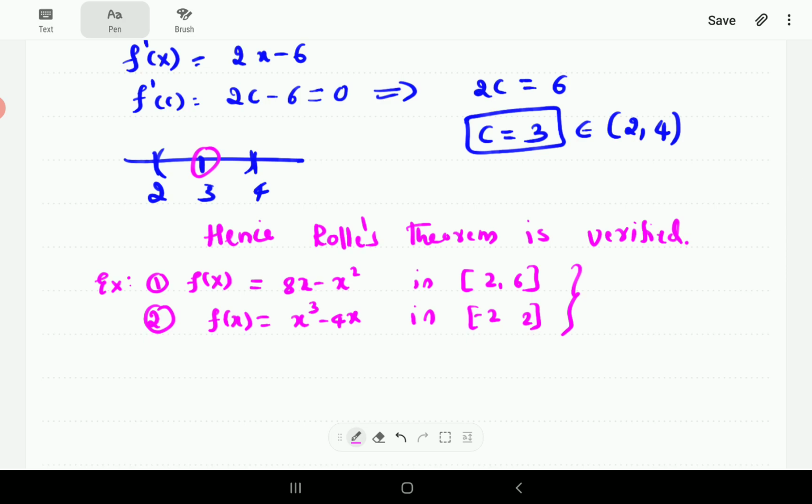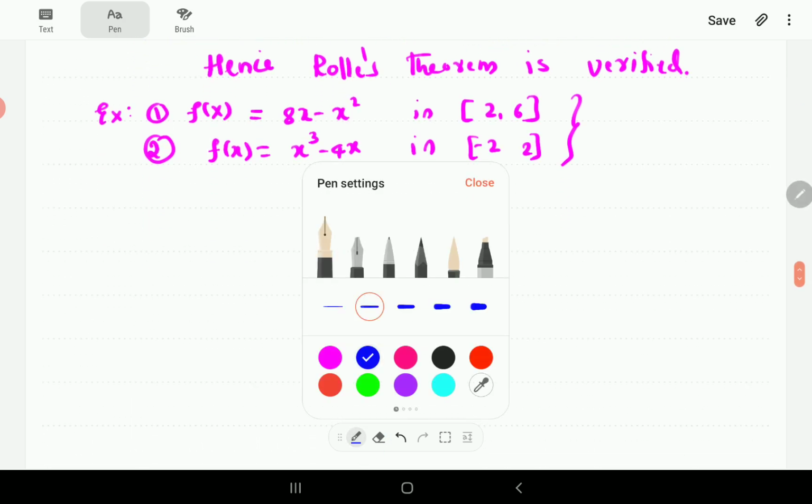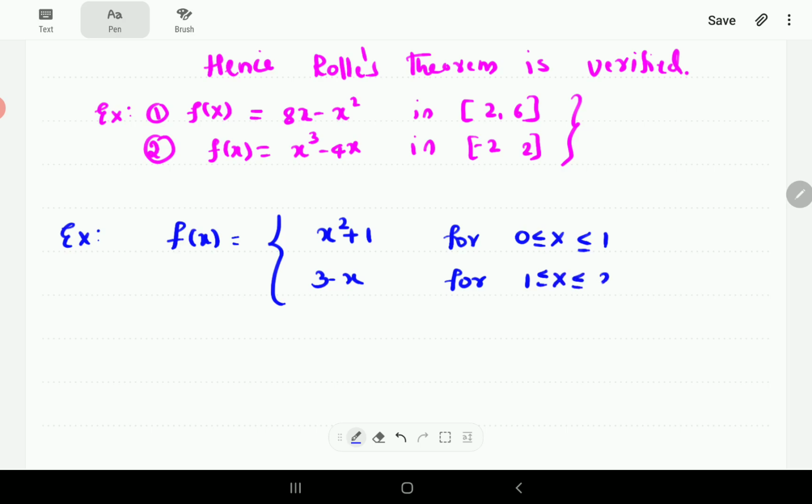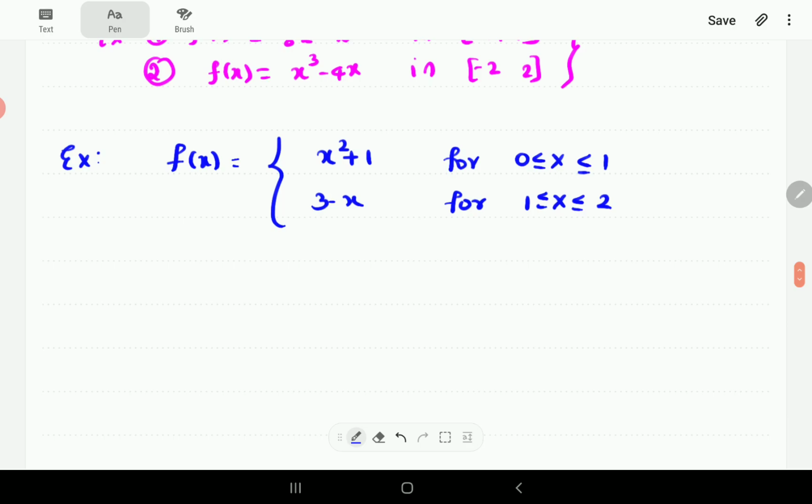All right, so now let me take another example. It is like, say, f of x is defined as x square plus 1 for 0 less than or equal to x less than or equal to 1, and it is equal to 3 minus x for 1 less than or equal to x less than or equal to, say, 2. Okay, so this is our given function. Now let us understand this function, and then we will see whether all the conditions are satisfied or not.